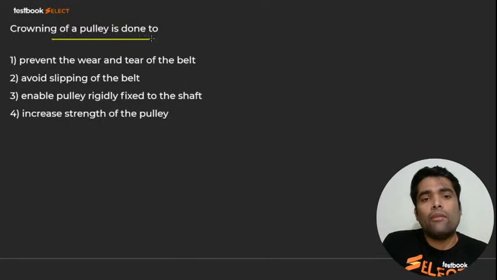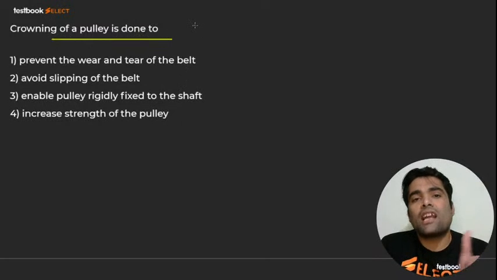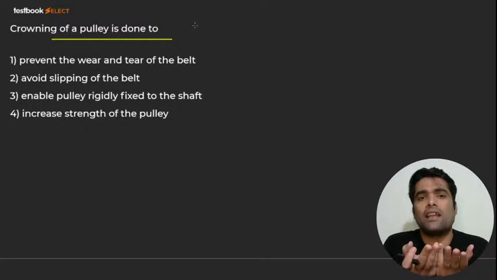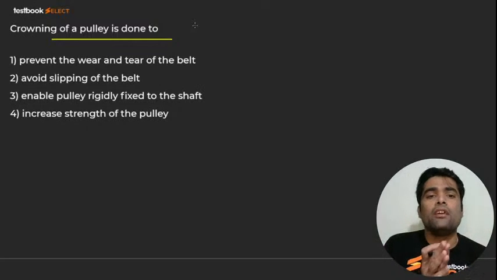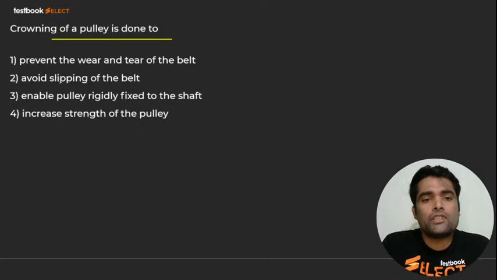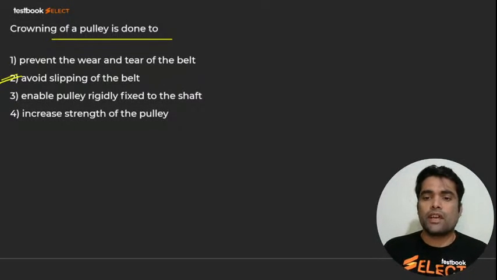Crowning. Why do we do crowning of a pulley? We are doing the crowning over the pulley. It is a third semester question. We have learned in mechanical engineering when we were in third semester. So just avoid what? Slipping of the belt from the pulley, right? Avoid slipping of the belt, right? Number 2 is correct. Number 2 is correct. Shivani, very good. Here I go for next.